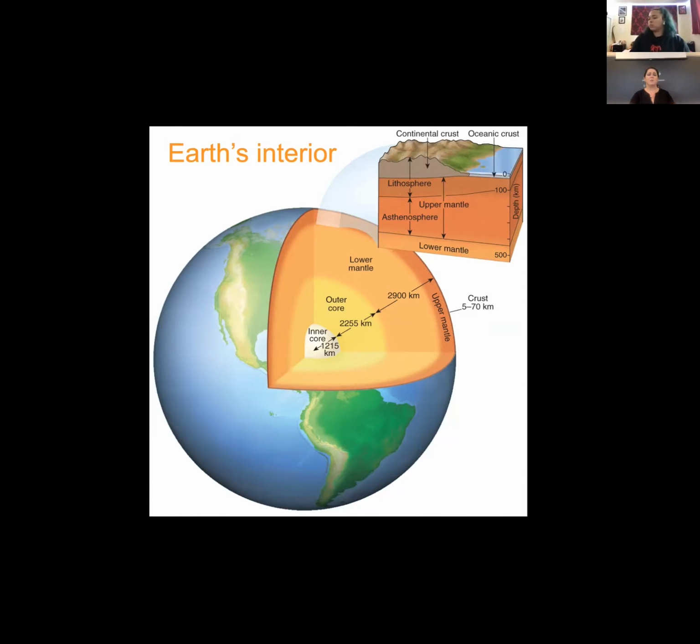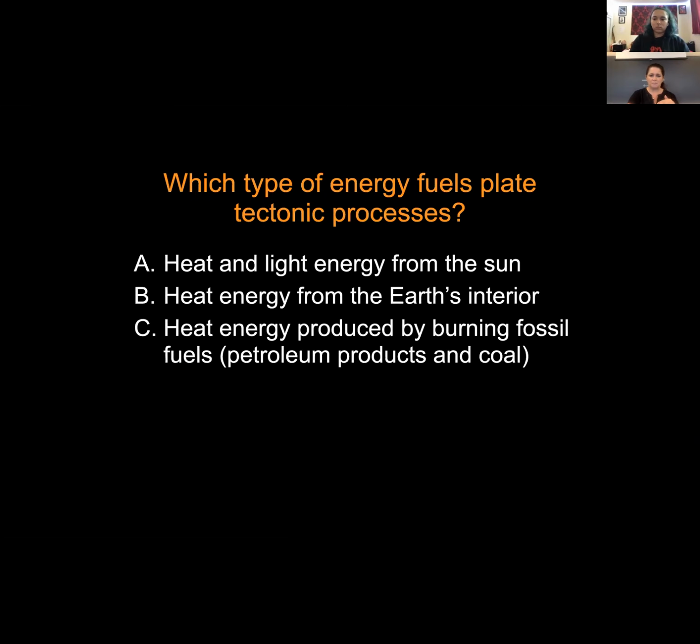Okay, so the point is, the inner core is solid, the outer core is liquid, the lower mantle is solid, the asthenosphere is gooey and plastic. It's neither solid nor liquid. And the lithosphere, the uppermost part of the mantle, and the crust are completely solid again. Okay. You'll hear that again out of me.